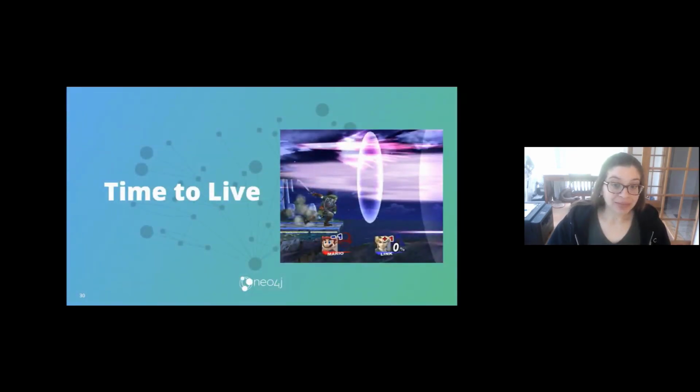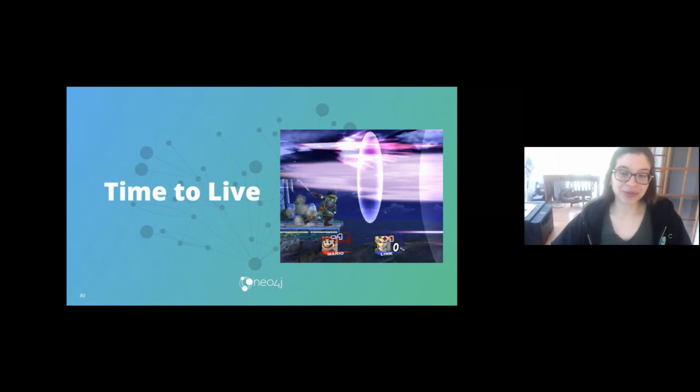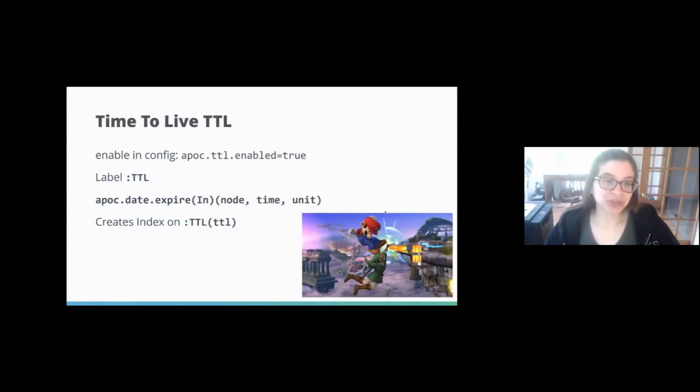Time to live. This one's kind of a fun one. If you need nodes to expire after a certain date or a time length, you can do that with the time to live procedures. You do have to enable a configuration there at the top. The apoc.ttl.enabled equals true, so you'll have to add that to the apoc.conf.